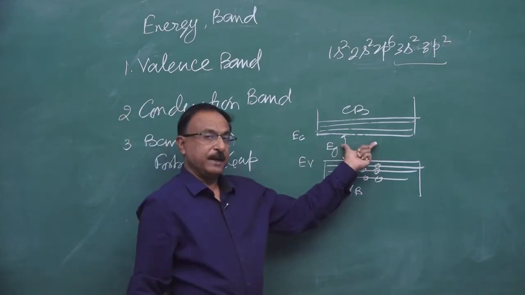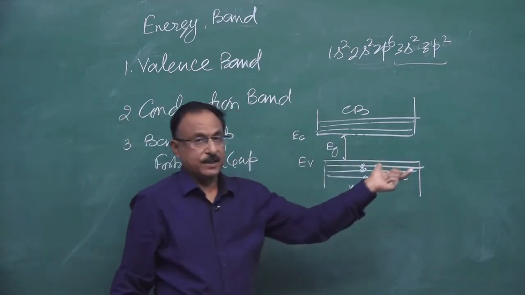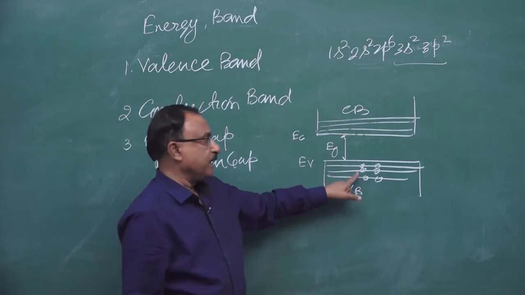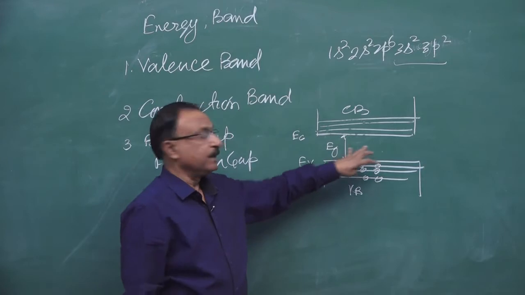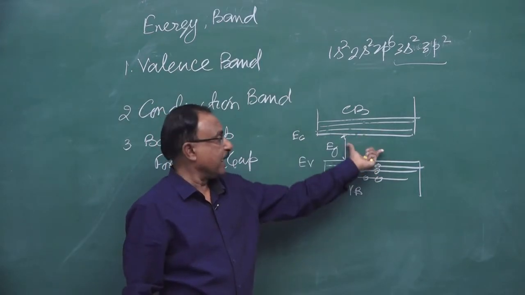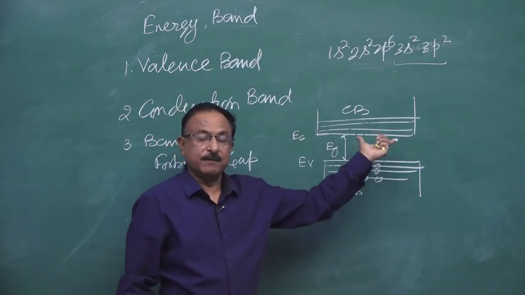Why do we call it the forbidden gap? Because an electron cannot exist in this gap. It will be either in the valence band or in the conduction band. They have no permission to stay in this gap between the conduction band and the valence band.